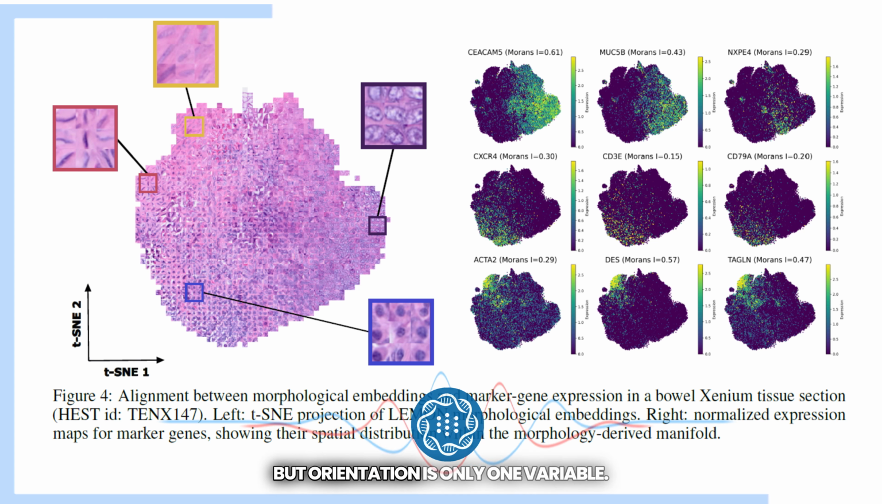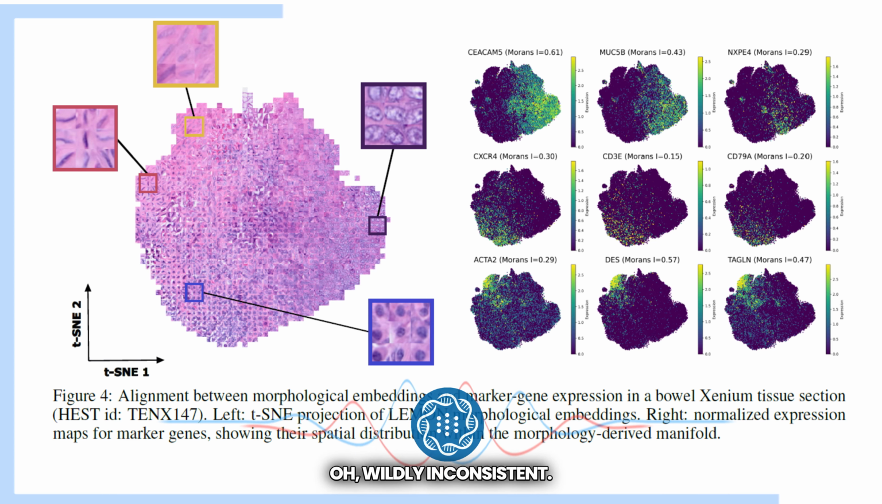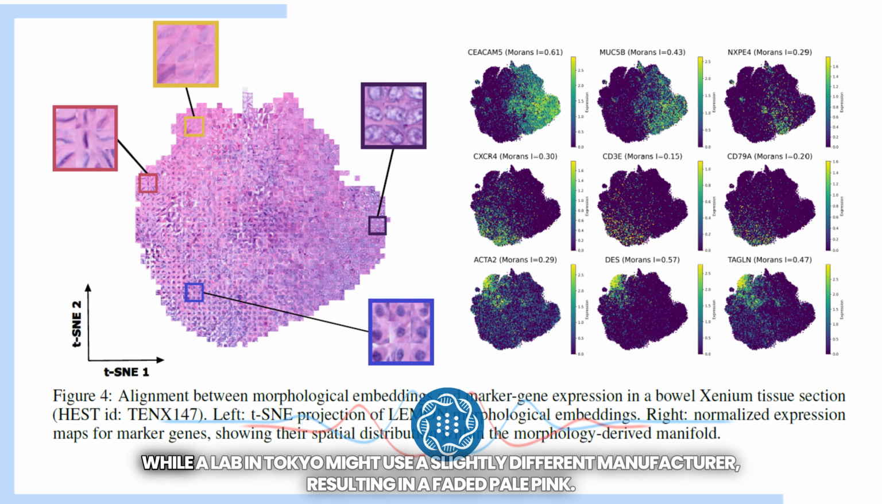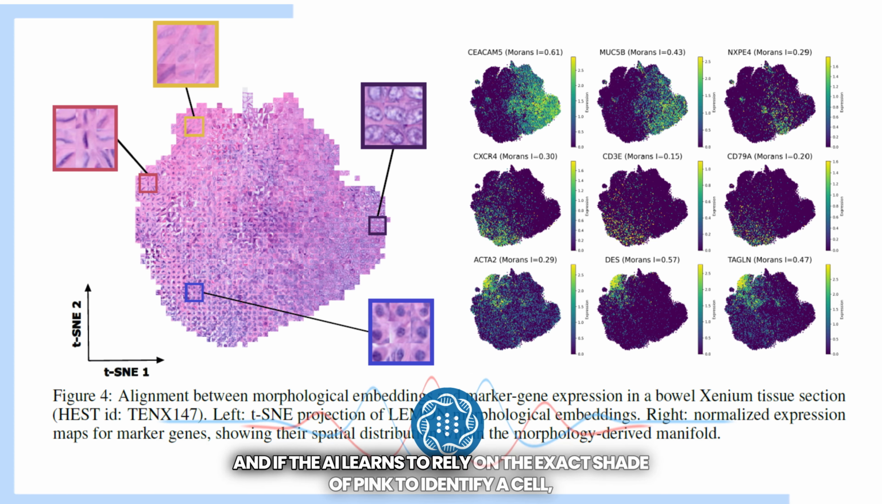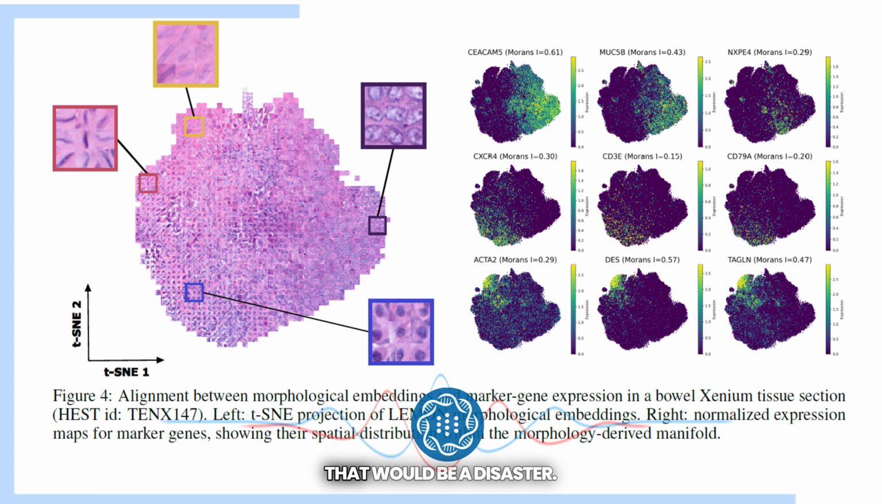It really is. But orientation is only one variable. The much bigger issue in pathology is color, right? We talked about those pink and purple H&E stains earlier. From what I understand, they're notoriously inconsistent. Oh, wildly inconsistent. Like a lab in New York might use a chemical dye that produces a deep, rich magenta, while a lab in Tokyo might use a slightly different manufacturer, resulting in a faded, pale pink. Right. And if the AI learns to rely on the exact shade of pink to identify a cell, it will completely fail the moment you hand it a slide from a different hospital. That would be a disaster.